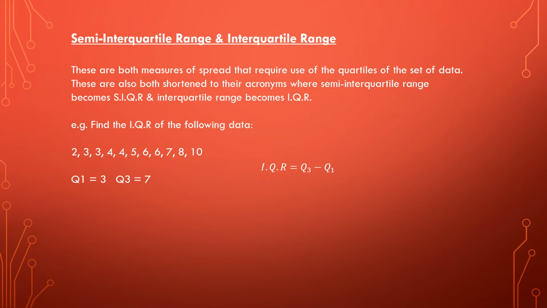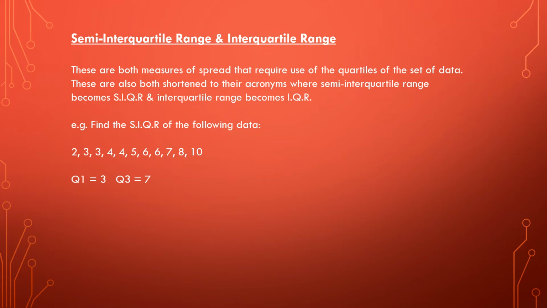Again, if we can't remember how to look at that, we should go back and have a look at the other clip where we look at finding our 5-figure summaries. So shove my numbers in. My interquartile range then, 7 minus 3. 7 minus 3 is just 4.